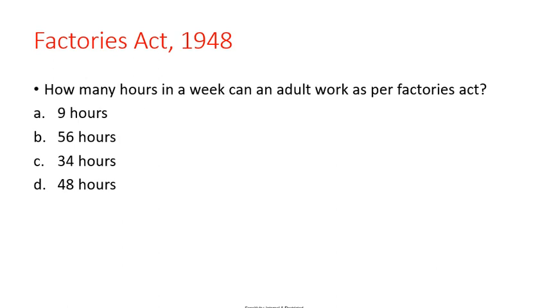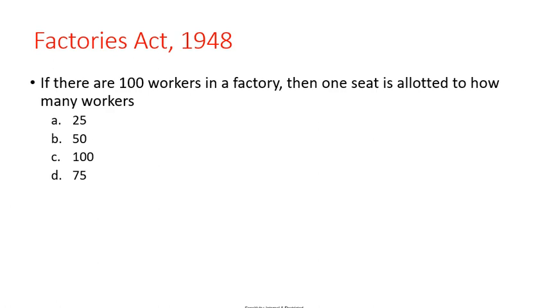Next one. How many hours in a week can an adult work as per the Factories Act? 9 hours, 56 hours, 34 hours, 48 hours. Correct answer is 48 hours.